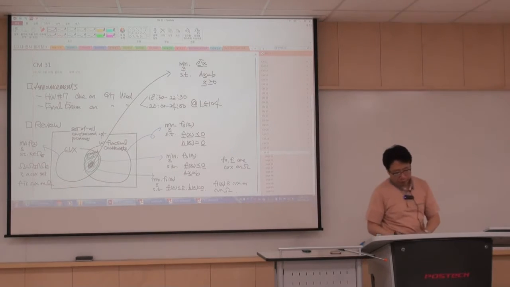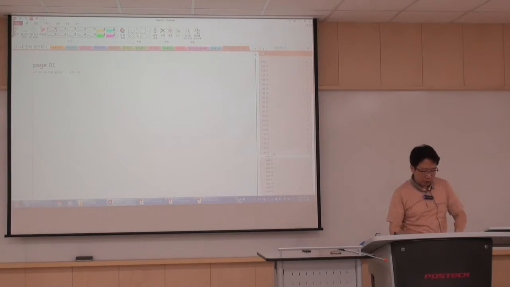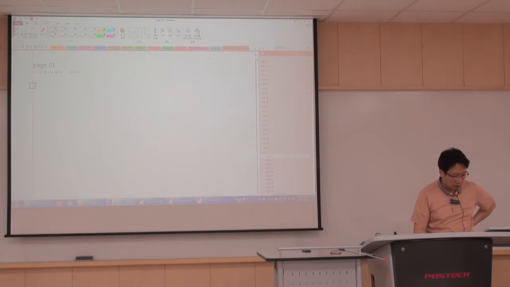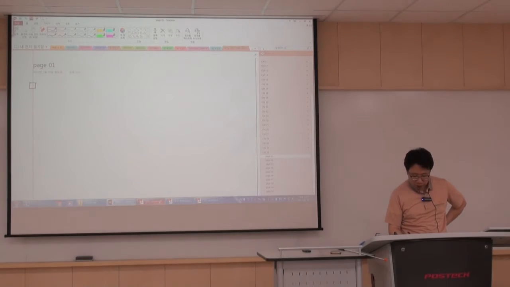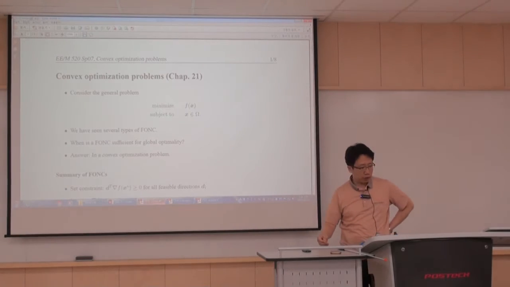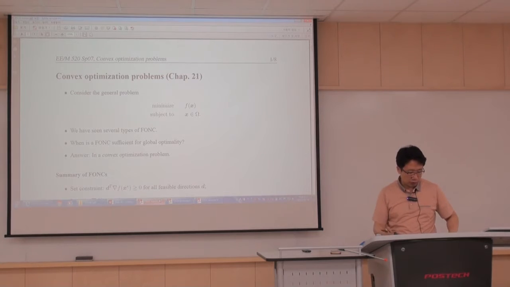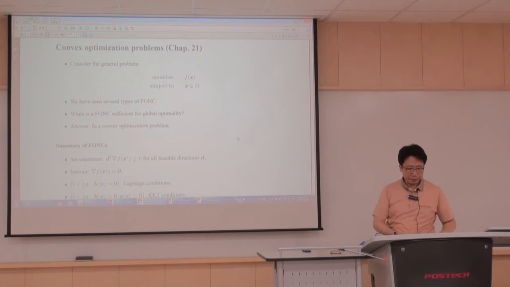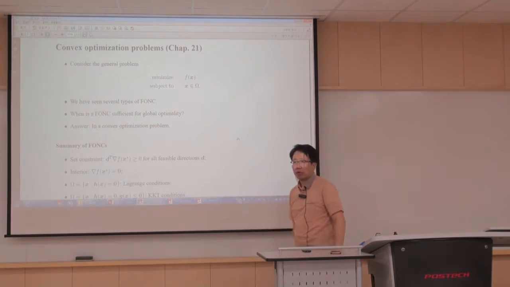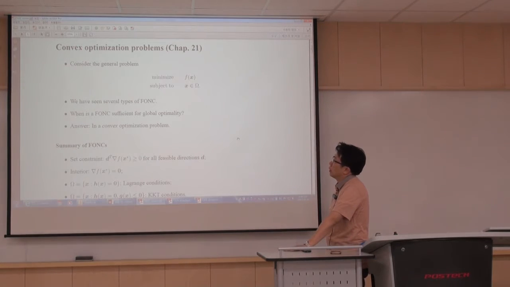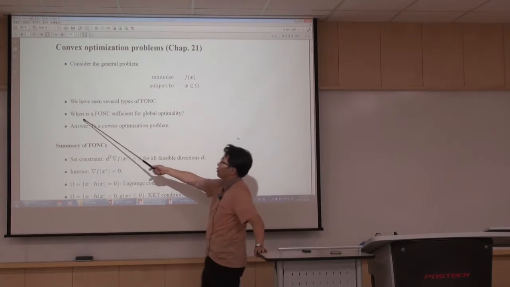Given that, last time I just skipped this convex optimization part, but I've changed my mind. So let me quickly read through this note for chapter 21. Okay, so this is our general constrained optimization problem. And we may ask some questions. This is the first question.